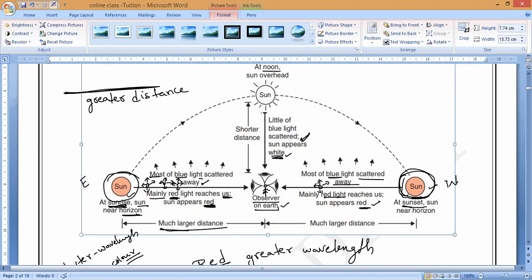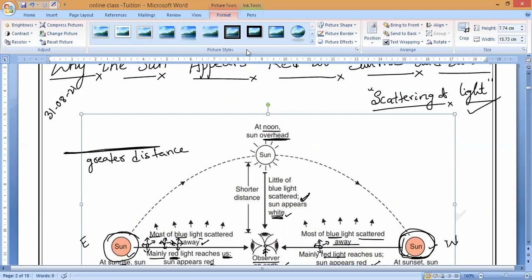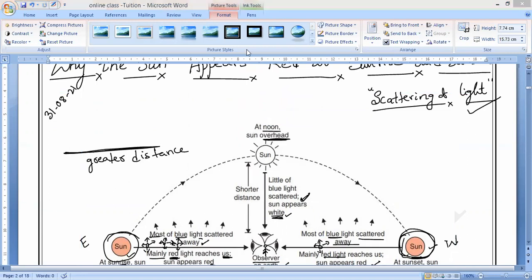Let us discuss why the sun appears white when it is overhead in the sky. Overhead in the sky. What do you mean by overhead? Anybody? Respond here. Why are you silent? What do you mean by overhead? I want to know that. Overhead means exactly on our head. Is it yes or no?